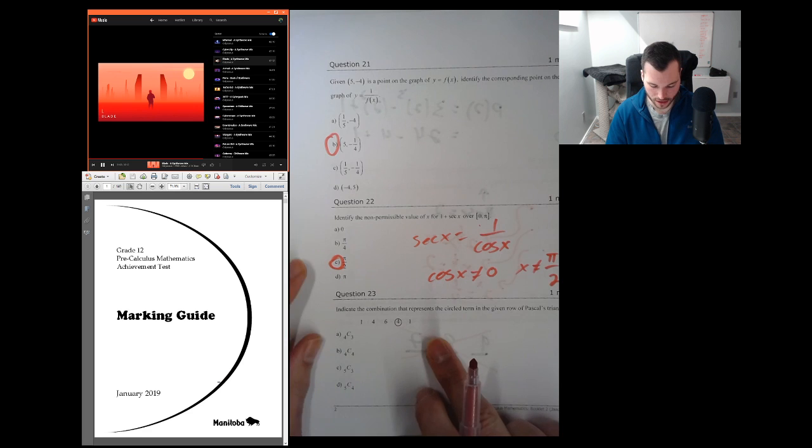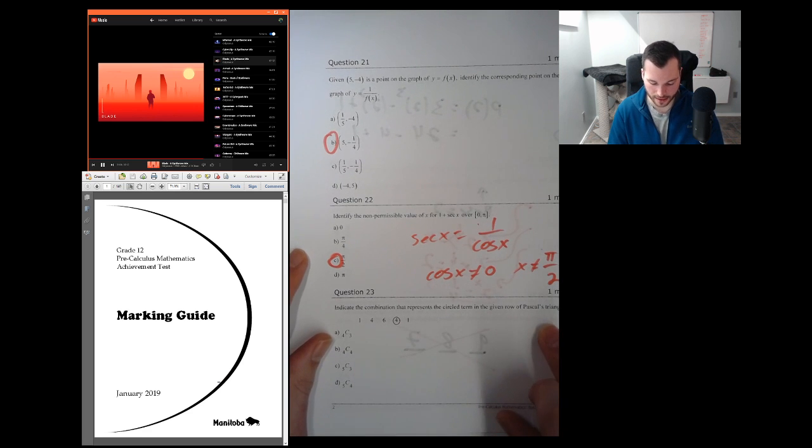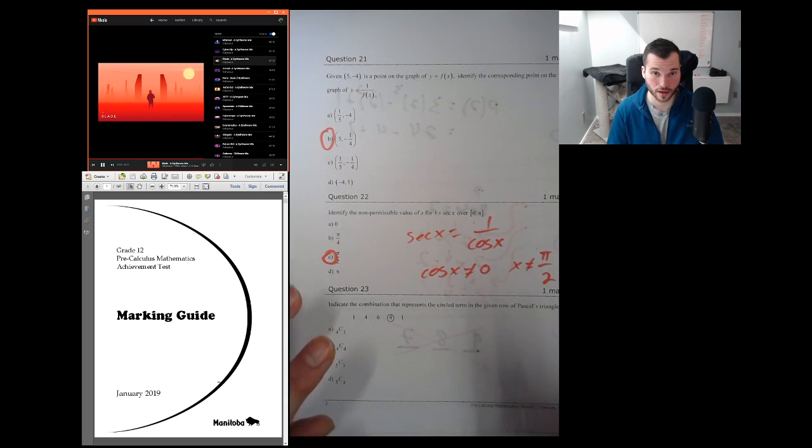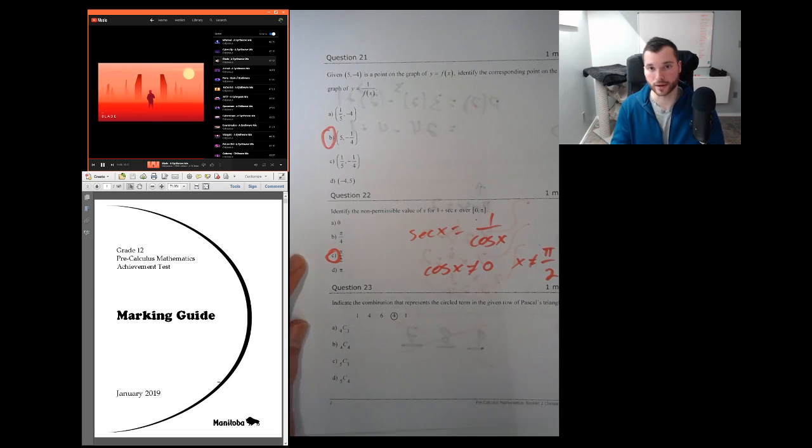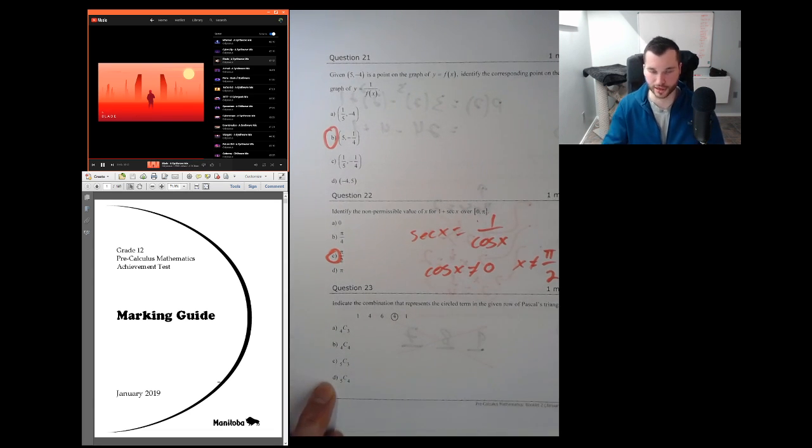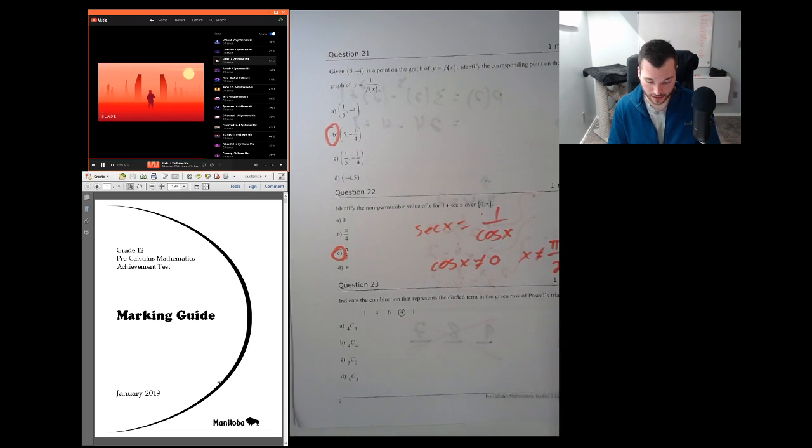Indicate the combination that represents the circle term in the given row of Pascal's triangle. Remember, no calculator. You don't have a calculator here. So if you just want to bust these into your calculator, it is not going to work. Okay, so you can use a formula though. That's completely fine.